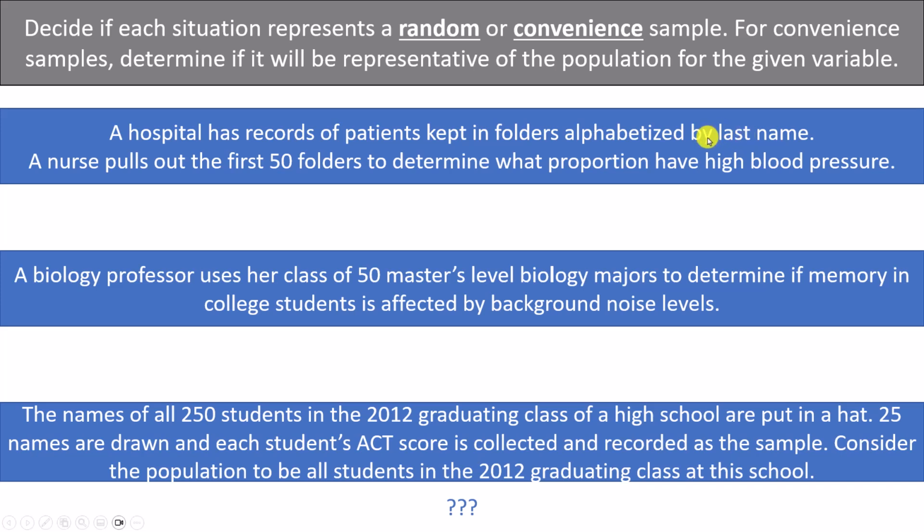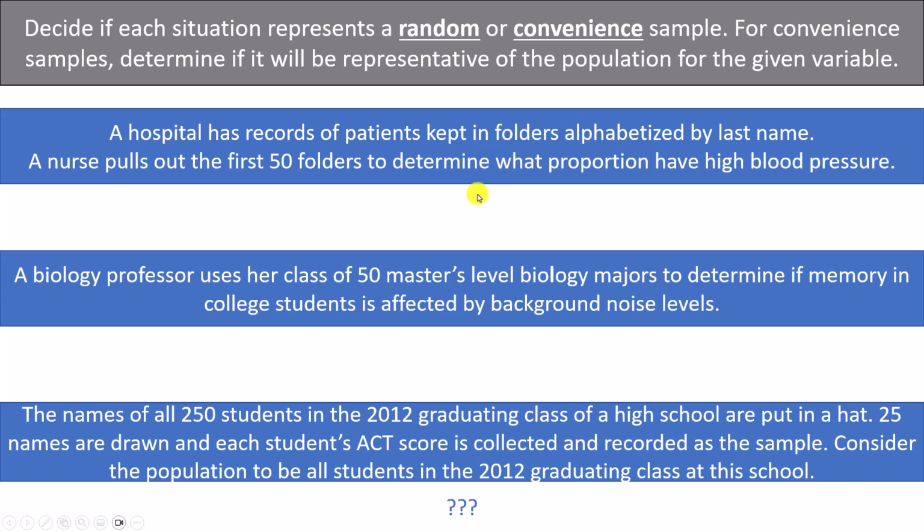Now the question is, is that going to have any effect on, or does that matter for, the variable of proportion of individuals who have high blood pressure? Or in other words, do people who are earlier in the alphabet have different blood pressure than the average patient in this hospital? And probably the answer is going to be no, right? We're probably going to have just as many people with high blood pressure from our sample that we would have from a random sample. So for that reason, I'm going to say this is probably a convenience sample that would be representative of the population.